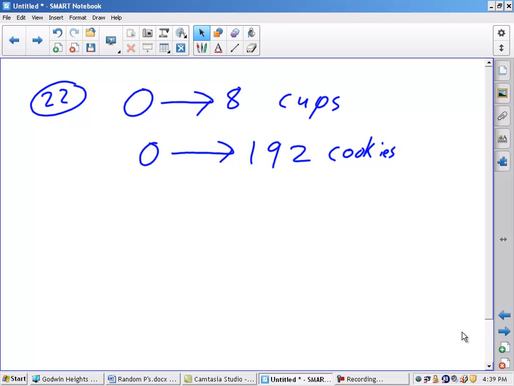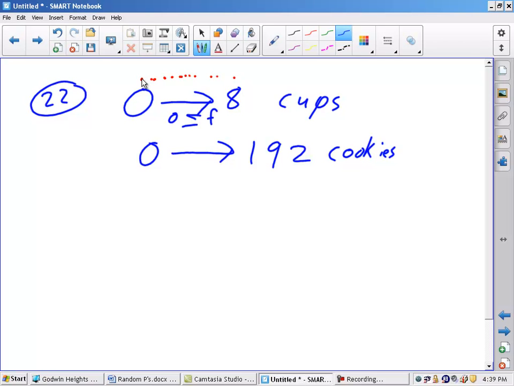When they talk about the domain, you're talking about cups, and you have 8 cups to use, which means that when you're baking, you could use 0 cups, you could use 1 cup, 2 cups, 3 cups, 4 cups, 5 cups, all up to 8 cups. Could you use 9? Absolutely not, because you don't have 9. So a reasonable domain is simply that 0 is less than or equal to f, and f is less than or equal to 8. So it's in between 0 and 8, including 0 and 8.